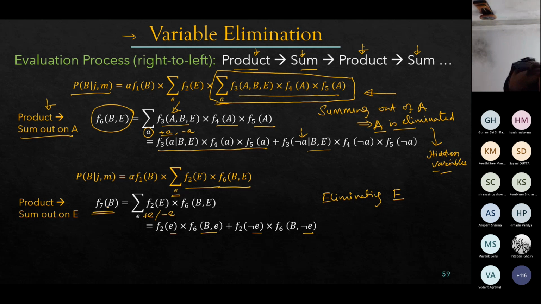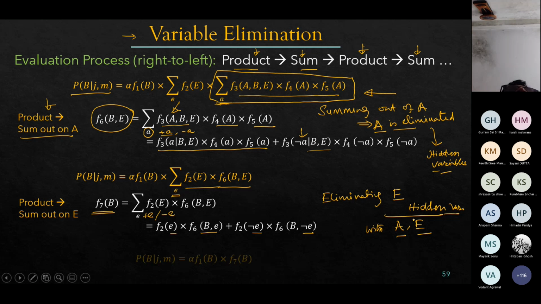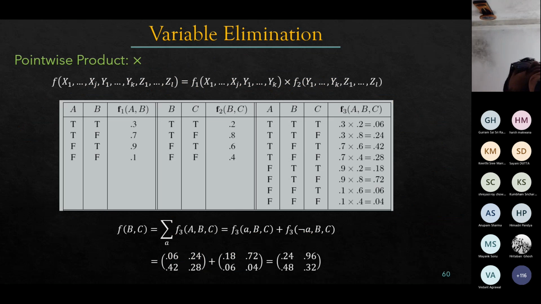Now, if we eliminate the variable E, what are we left with? We are left with a factor without A and E. And what are A and E? These are hidden variables. And the strategy that we are following is that we will be eliminating the hidden variables. Finally, we'll be computing this product to get the probability of B given J, M. So this is the kind of strategy that we'll be following. So let me go to an example that will try to make things more clear.